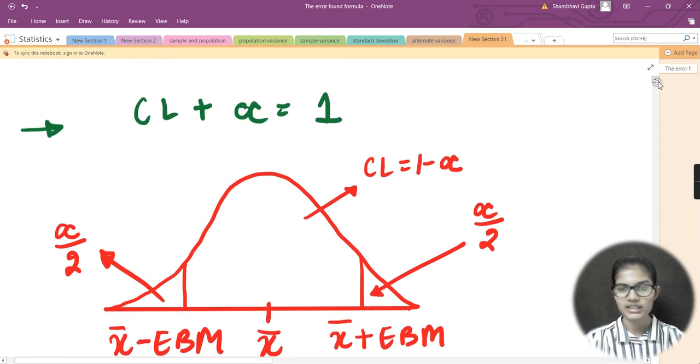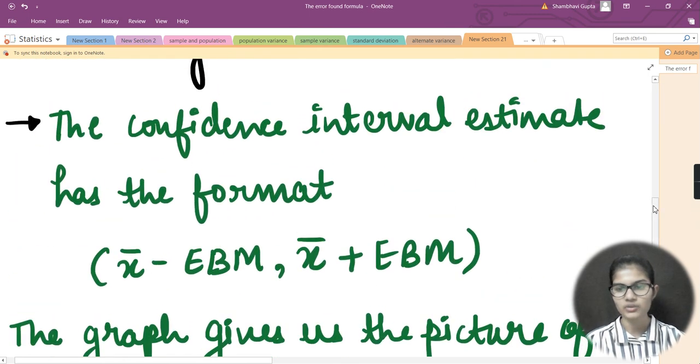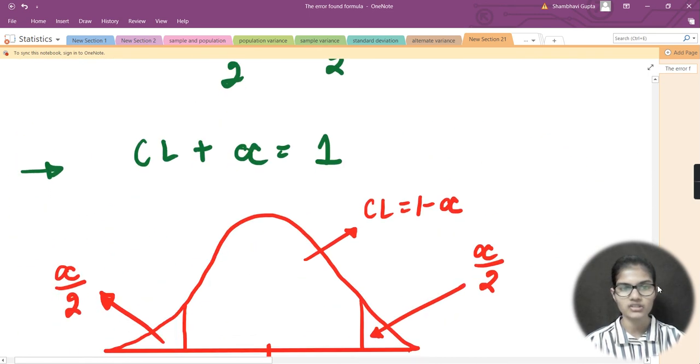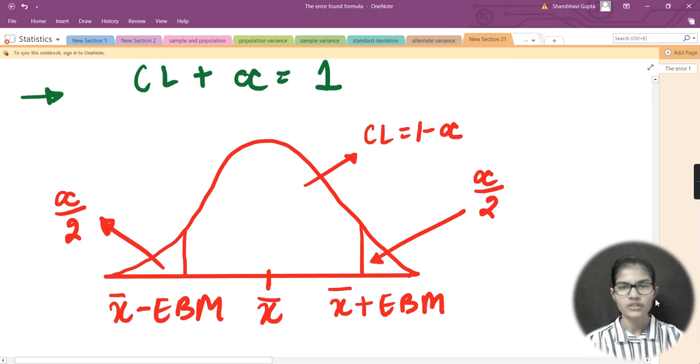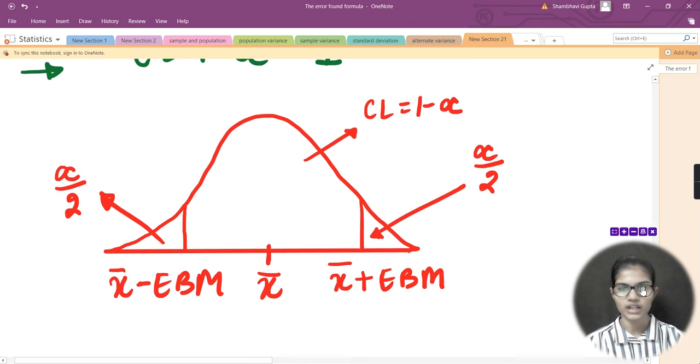Now, where did CL equal to 1 minus alpha actually come from? Right now I told you one condition, that is CL plus alpha is equal to 1, right? So I simply took alpha to the other side of the 1. So this equation comes, that is CL is equal to 1 minus alpha.